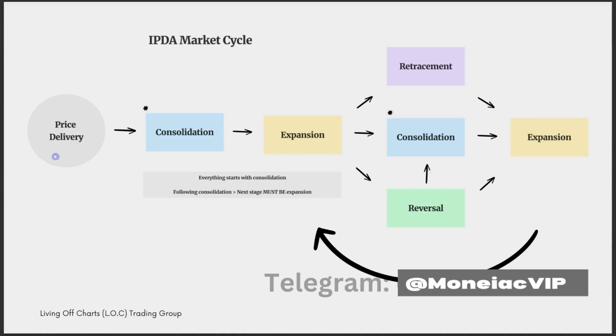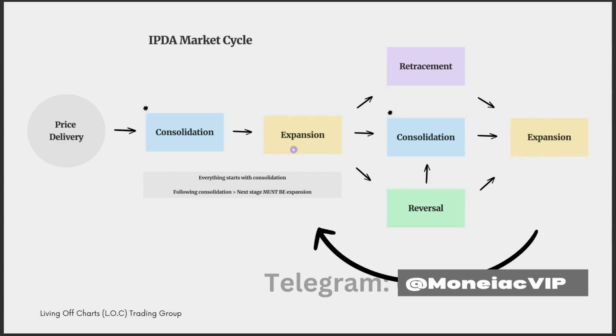First of all, this is about price delivery. So there are three things that can happen inside of an IPDA market cycle. We either have consolidation, or we have an expansion, or we have retracement, or we have a reversal. Now, everything starts out with a consolidation, and following a consolidation, there is always an expansion. So now you already know if you see a consolidation, it's unlikely to cause a reversal.